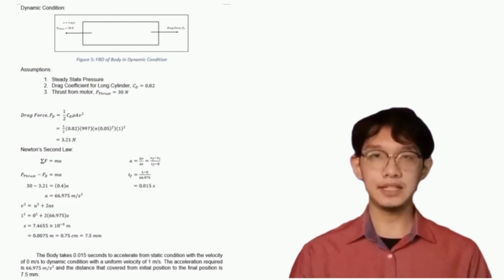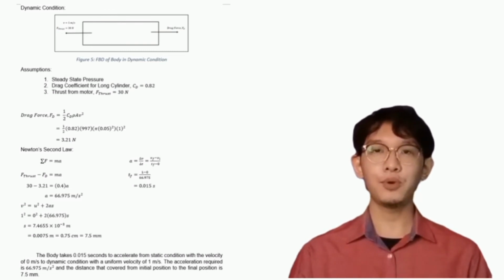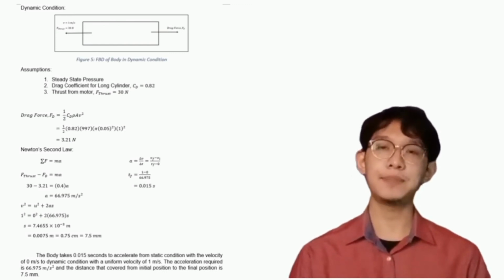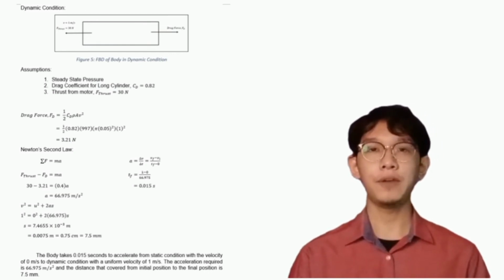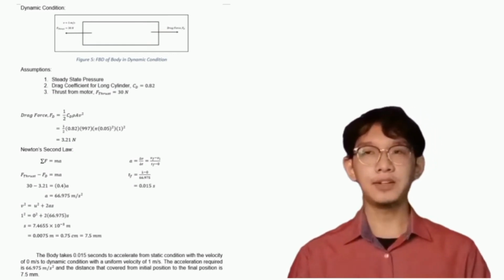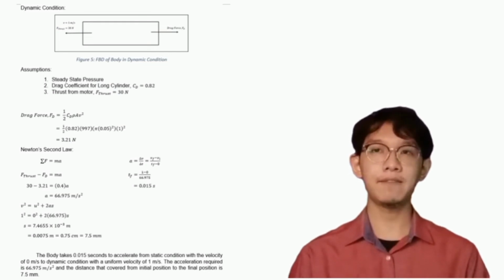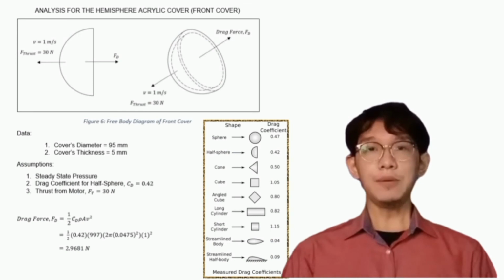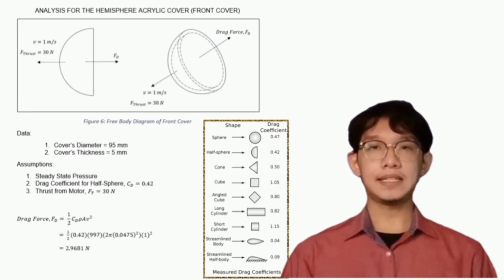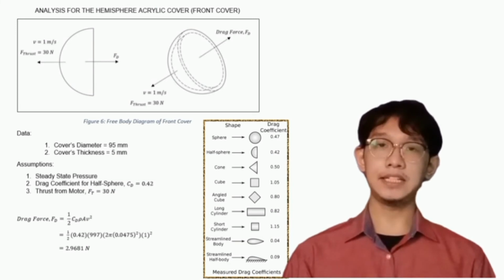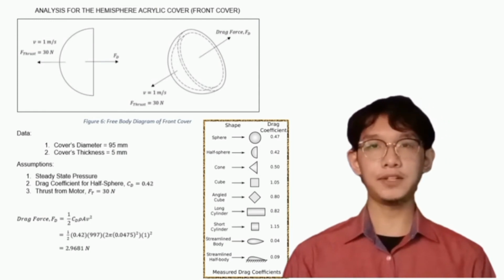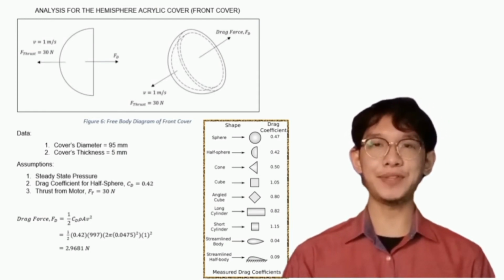Further kinematics analysis tells us that the body takes around 0.015 seconds to accelerate from static condition of 0 meter per second velocity to dynamic condition with 1 meter per second velocity. The acceleration for that method is 66.975 meter per second squared, and the body managed to cover a distance of 7.5 millimeter. Similarly with the previous analysis, the front cover has a different value of drag coefficient since the shape is hemisphere. Its dimensions have also been clearly stated, and the value for the drag force is 2.9681 Newton.